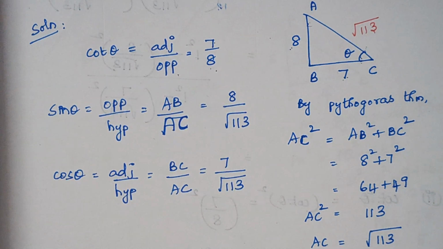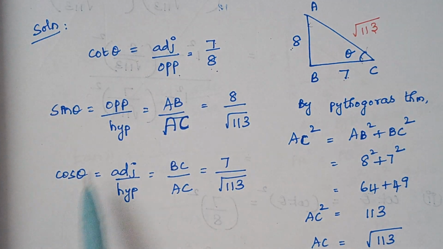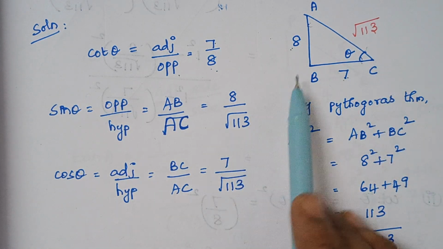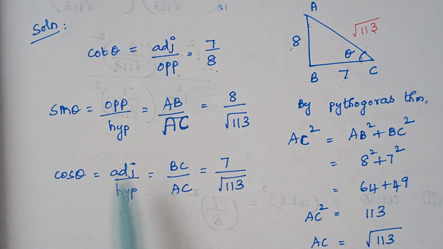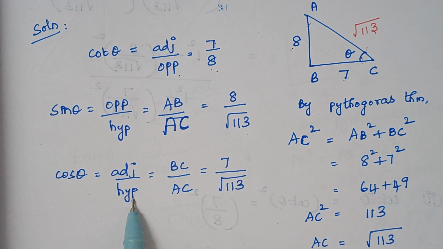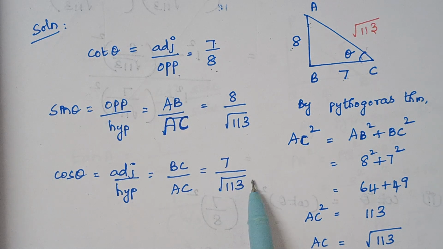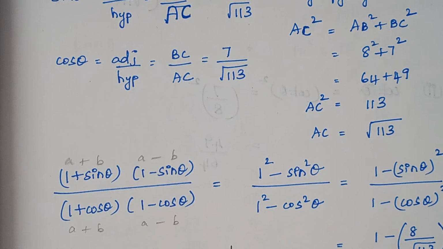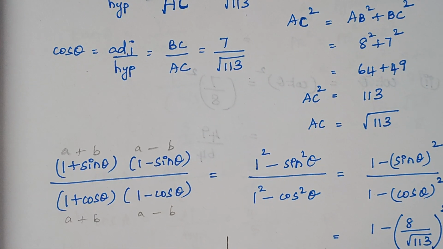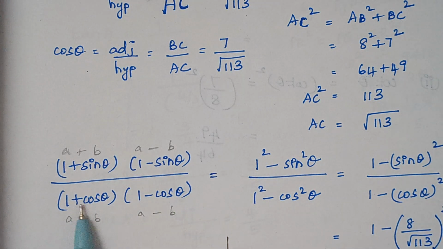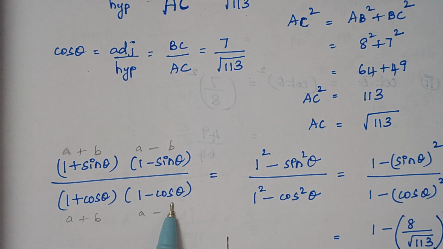So now we can find the values of sin theta and cos theta. Sin theta is nothing but AB by AC, therefore 8 by root of 113. Cos theta is adjacent by hypotenuse, so here it is BC by AC, so 7 by root of 113, right? Now just write down the given expression. We need to find the value of (1 plus sin theta) into (1 minus sin theta) divided by (1 plus cos theta) into (1 minus cos theta).